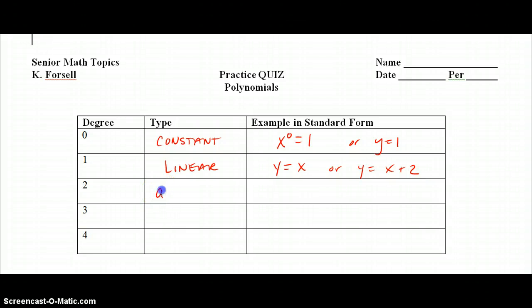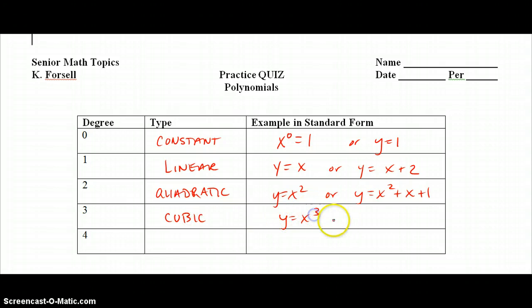A degree of 2 would be quadratic, y equals x squared, or y equals x squared plus x plus 1. As long as your highest degree is a 2, it's a quadratic. To the third degree is a cubic, y equals x cubed, or y equals x cubed plus x squared plus x plus 1, or any combination of those, as long as your highest degree is x to the third. And the polynomial with a degree of 4 is called quartic, y equals x to the fourth, and it could look anything like this.